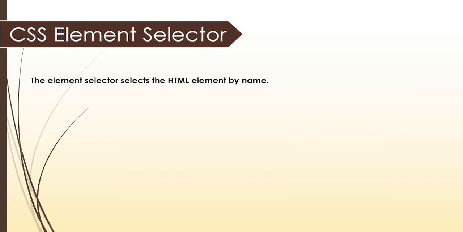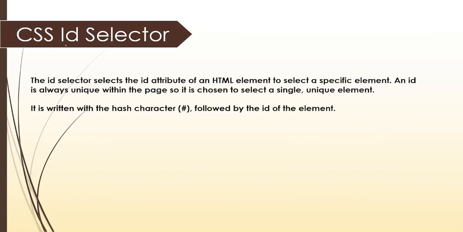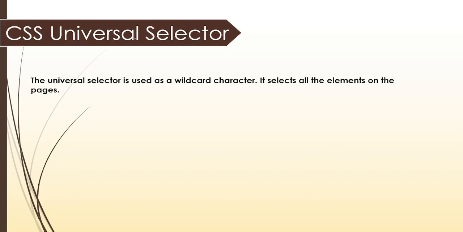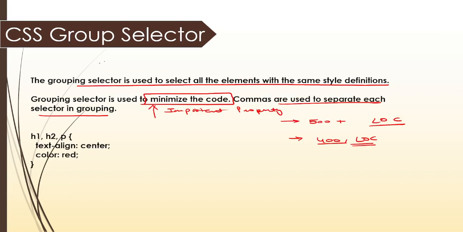As in previous lectures we have discussed, whenever we talk about the ID selector, we always use the hash character. When we talk about the class selector, we use the full stop symbol, which in CSS we call the period character. In the case of the universal selector, it is a wildcard character. And in the case of the group selector, we always separate every selector with the help of commas.